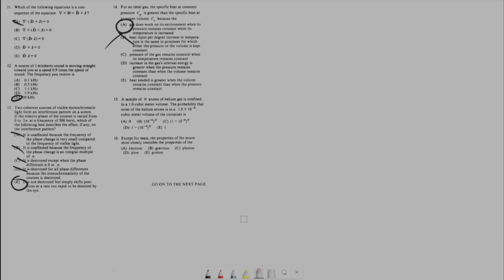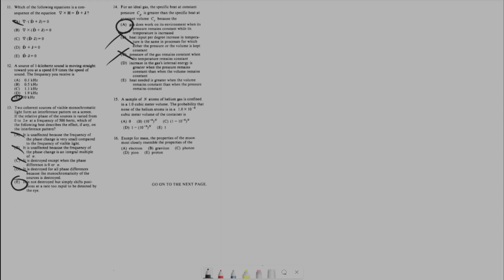Let's check why the next one might not be right. On the test, you shouldn't be doing this, but obviously I'm not under a time limit, so I'm just going through and making sure that it's understood why some of the answers aren't correct. Pressure of the gas remains constant when its temperature remains constant. Nope, you can have the volume change. So if the volume changes, then that one doesn't count.